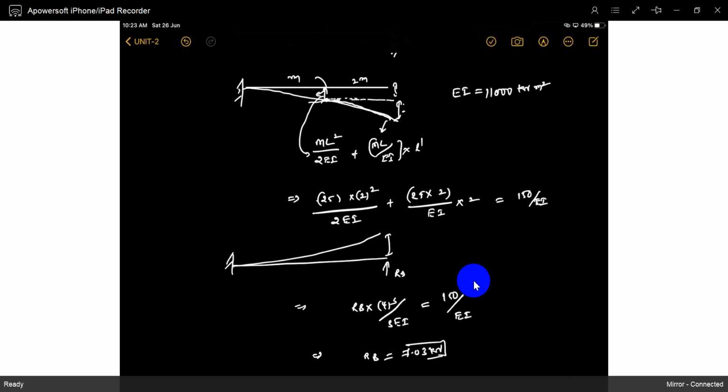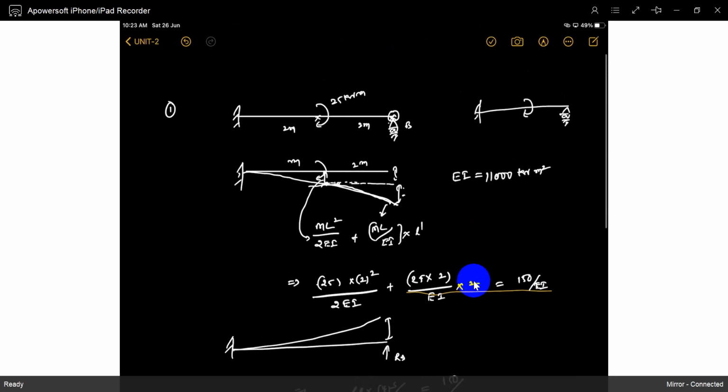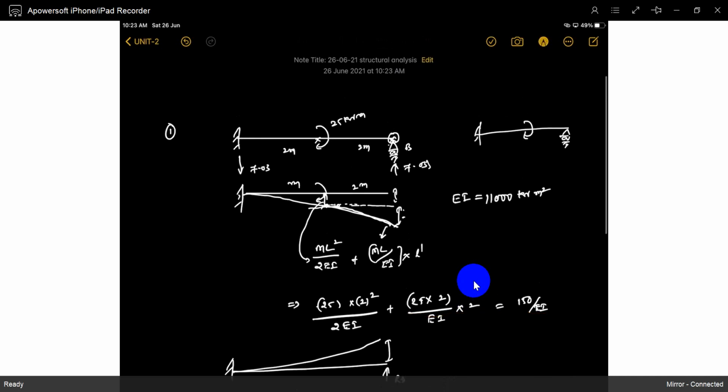That's it. RB is 7.03, so RA is also 7.03 because there is no vertical load. You can easily fix the direction, whether it is upward or downward. Easily you can find it.